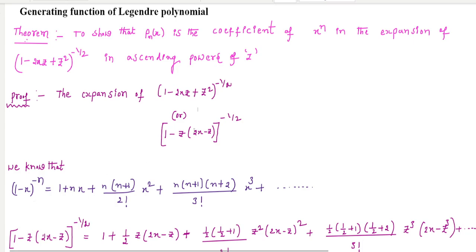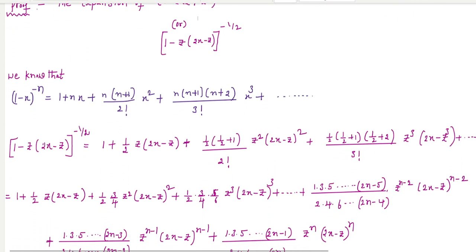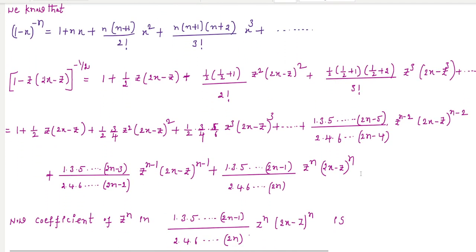Similarly, if you consider this one as x and 1 divided by 2 as n, then we can expand our equation like this. So in place of x we have z into 2x minus z, and in place of n we have 1 divided by 2. Just simply use this formula and expand it like this. After expansion, I rearrange the equation like this, which is a similar equation.